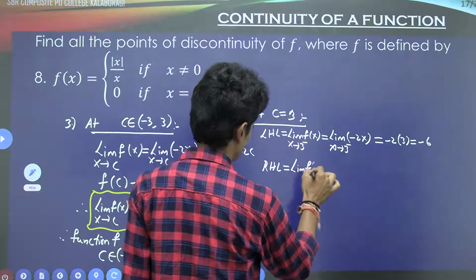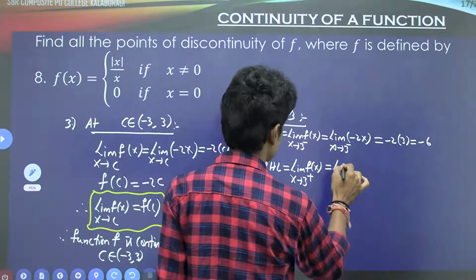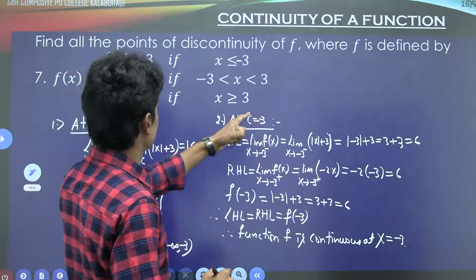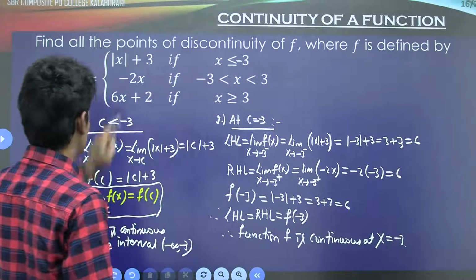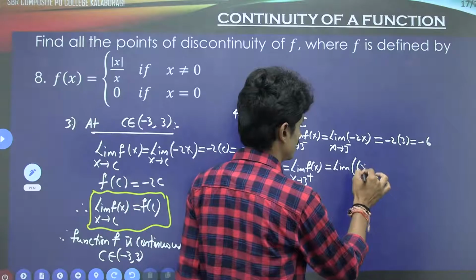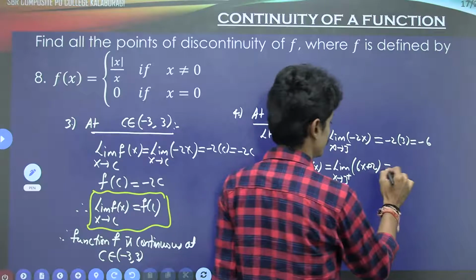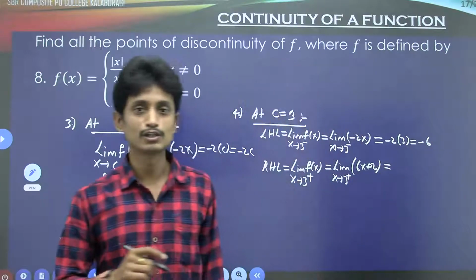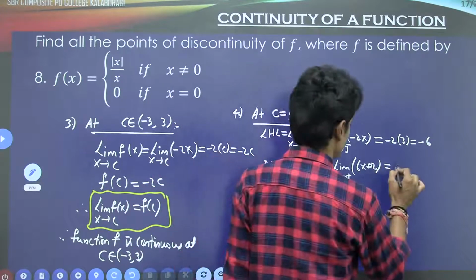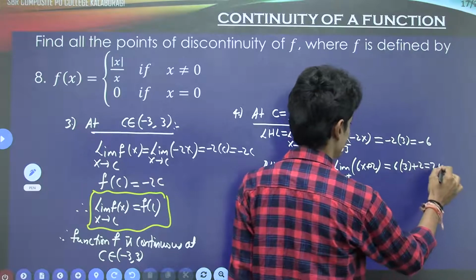This is the limit of f of x as x tending to 3 plus. What is f of x in this case? In the right deleted neighborhood of 3, I can choose 6x plus 2, with x tending to 3 plus. Now, 6x plus 2 is also a polynomial function. It is also continuous everywhere. So I can take the direct method, that is 6 into 3 plus 2. How much is it? 18 plus 2 will be 20.